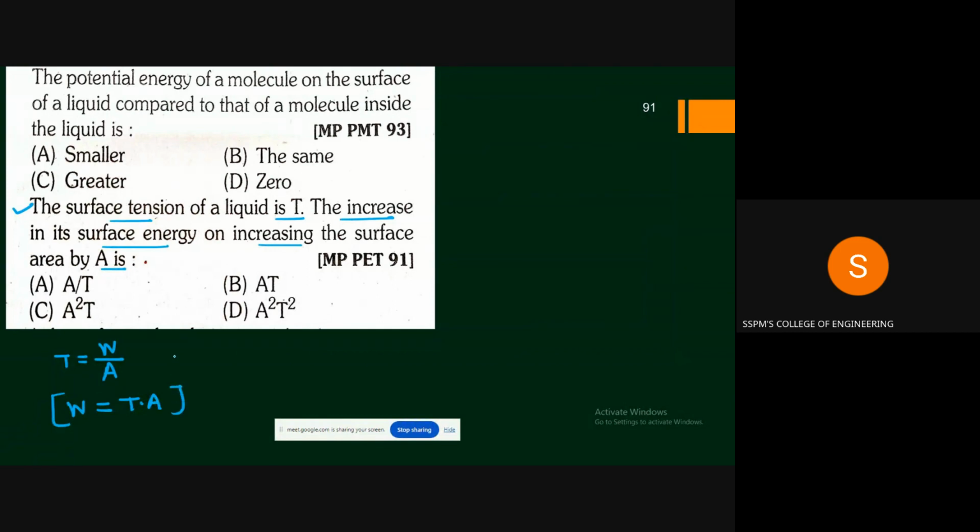So if we increase the surface area by the value capital A, then the energy stored, or the energy increase, is equal to surface tension into the area. Okay, so the correct answer is option B. So basically this problem is based on the basic equation W is equal to T into dA, or T into A.